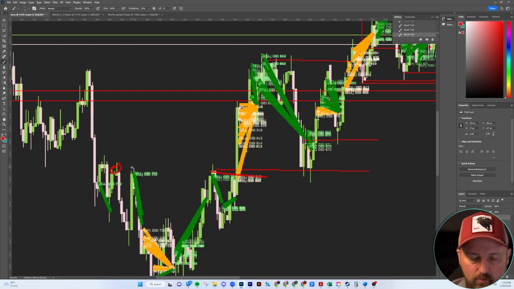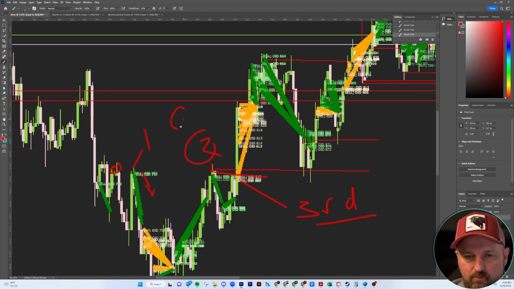0 where it formed that body. Here's the 1. Here's the second opportunity. And then here's that third opportunity. Okay. Now again, rule of 1, 2, 3. 1, don't trust it. Probably going to bounce the other way. 2, wait for confirmation. Trade lightly because it could break.